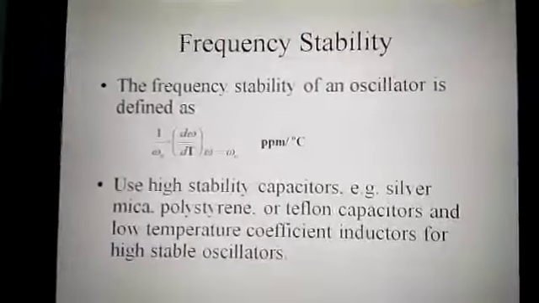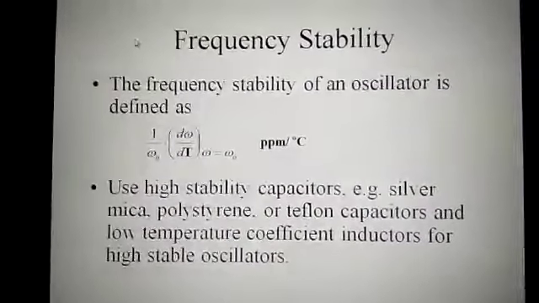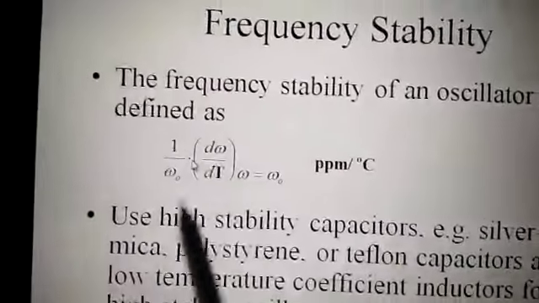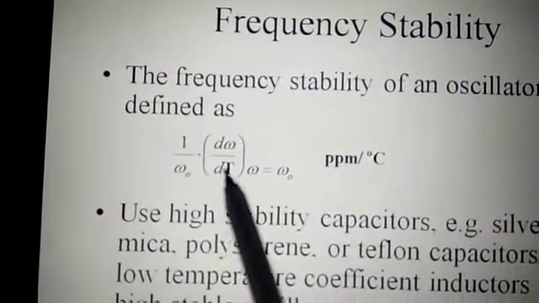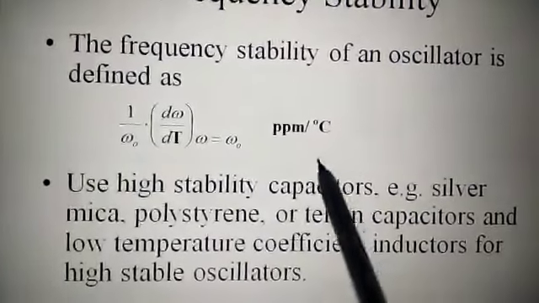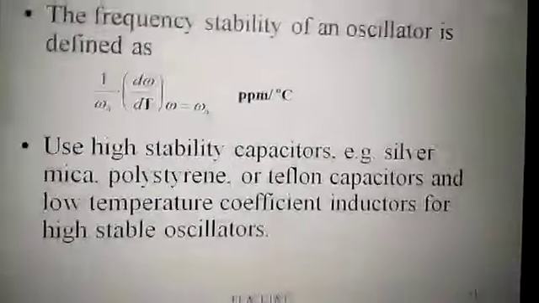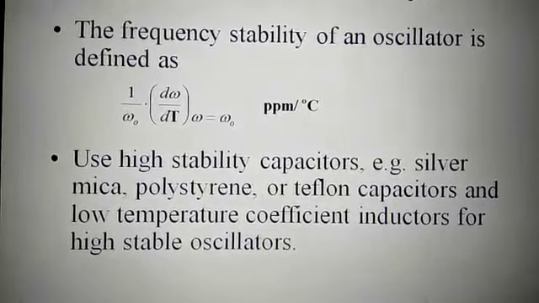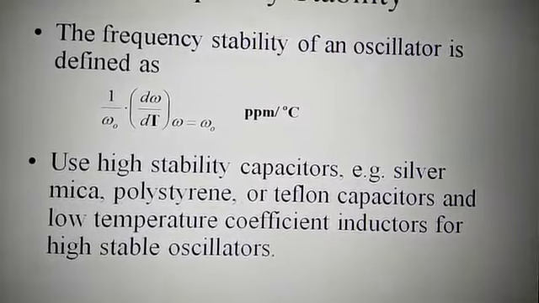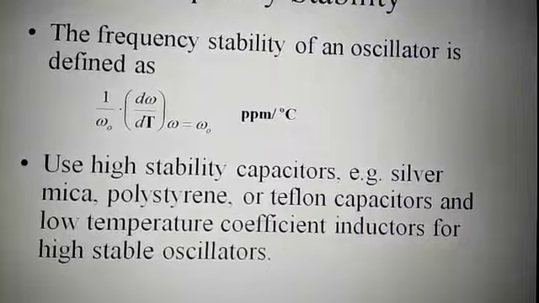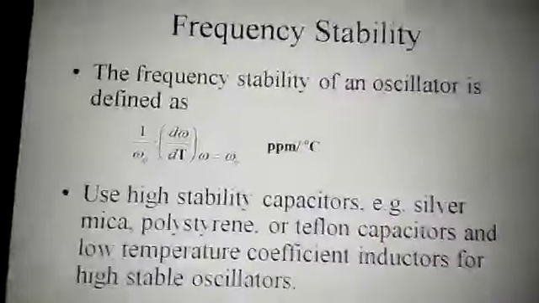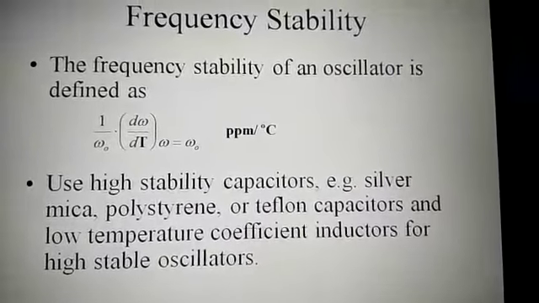Then the important thing is the frequency stability. The frequency stability of an oscillator is defined as 1 upon omega 0 into d omega by dt at omega equal to omega 0, in parts per million per degree centigrade. To get high stability, we must use high stability capacitors, for example silver mica capacitors, polystyrene capacitors or Teflon capacitors, and low temperature coefficient inductors must be used for highly stable oscillators.